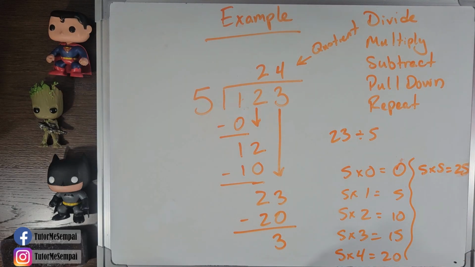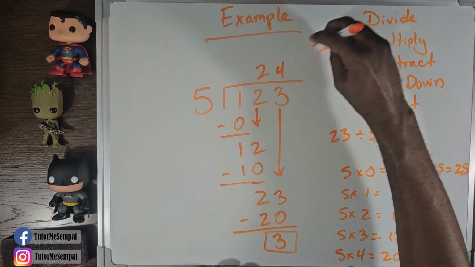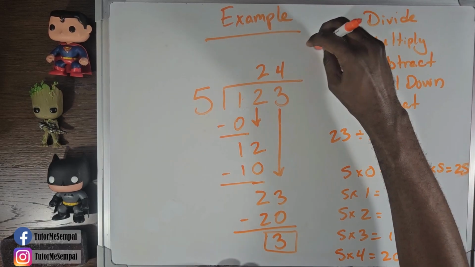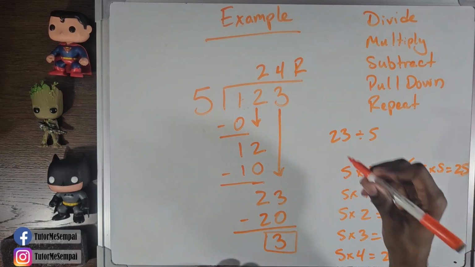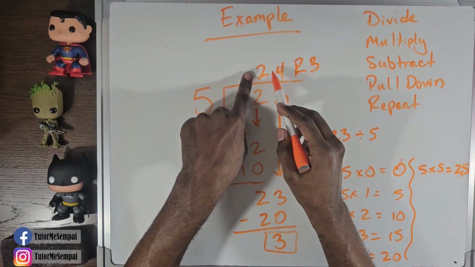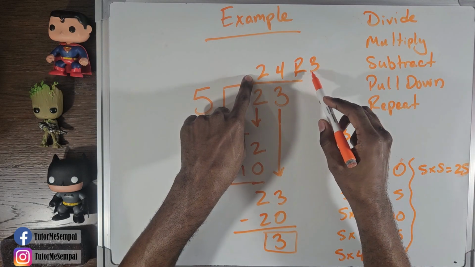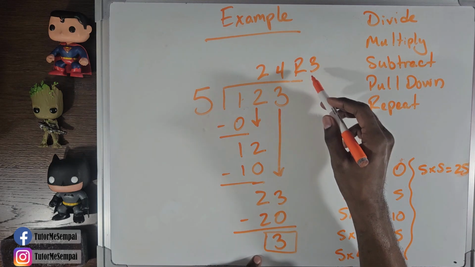But 24 is not the full answer because there's something here. We can't go into 3, right? We can't go into 3 and there's nothing else to pull down. We have to stop here. This is what we're going to call our remainder. Remember, when we can't go into it perfectly, your quotient is going to be your answer, the thing that you get closest to, with remainder, whatever is down here, remainder 3.